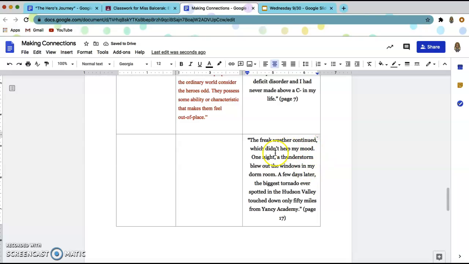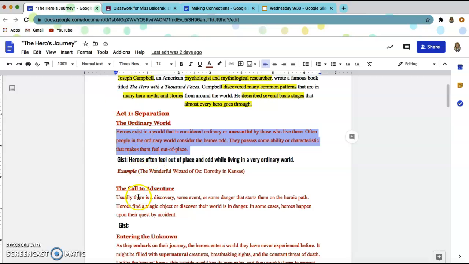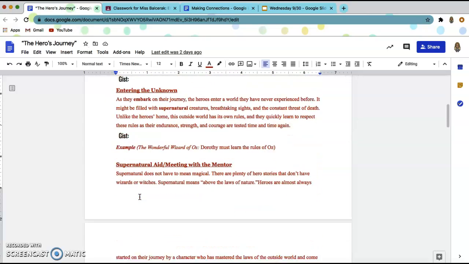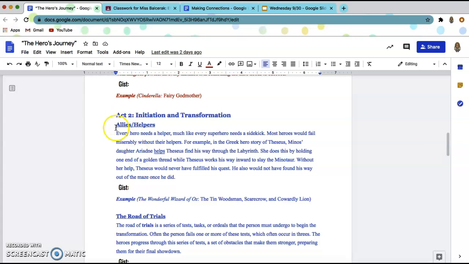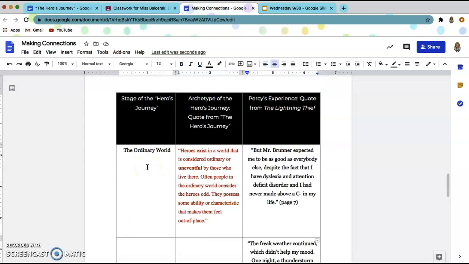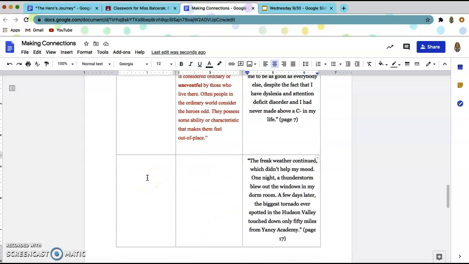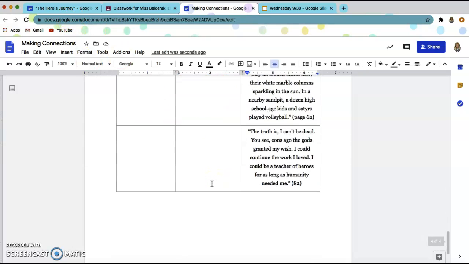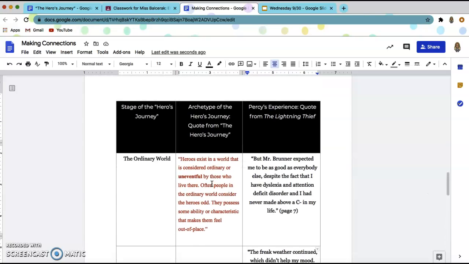Okay, so I'm going to think about what's happening in this quote, and then I'm going to go to my hero's journey. I'm going to look through all the different stages that there are, and I'm going to try to figure out which stage Percy is in. And then I will put the stage here, and I will copy and paste what happens during that stage from the hero's journey in the second box. Okay? So that is what you're going to be doing today.